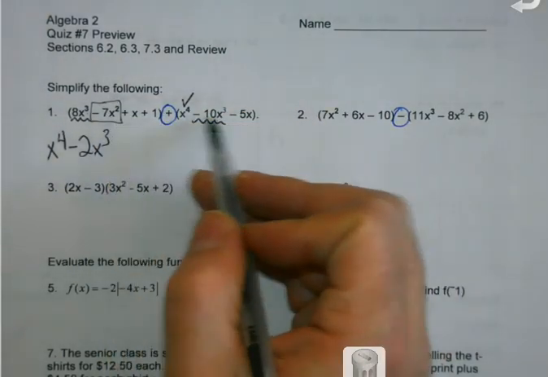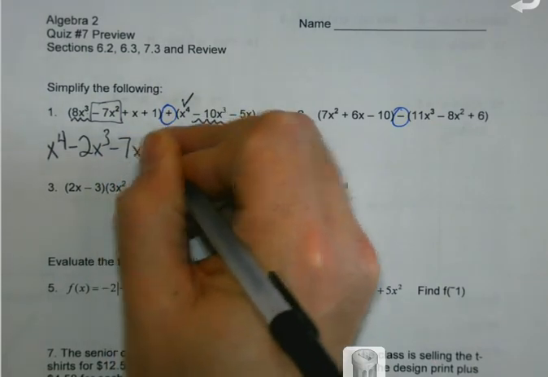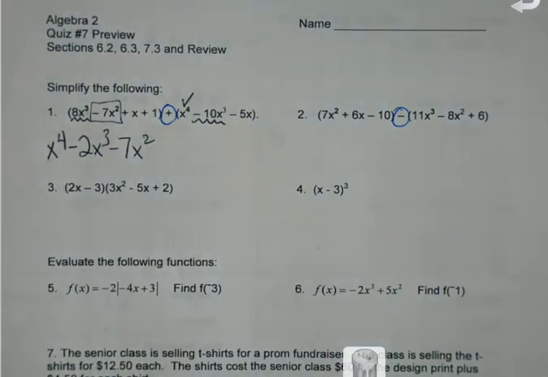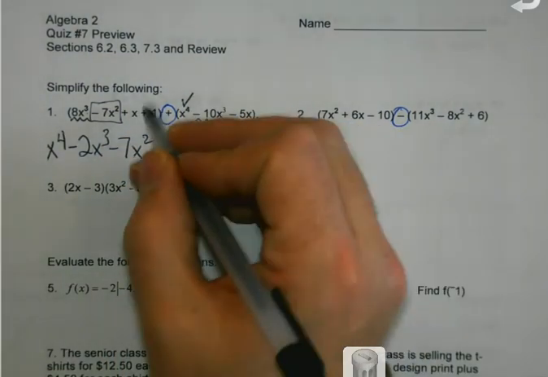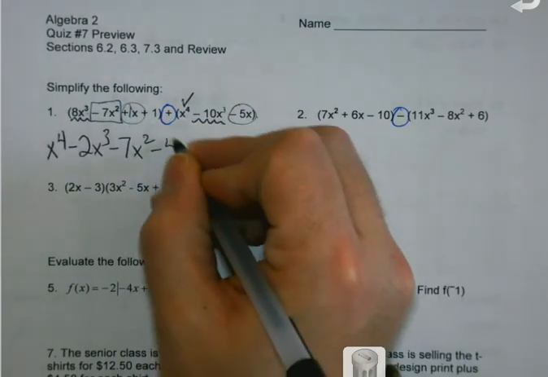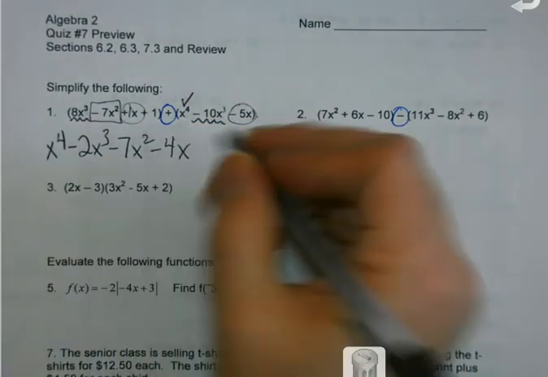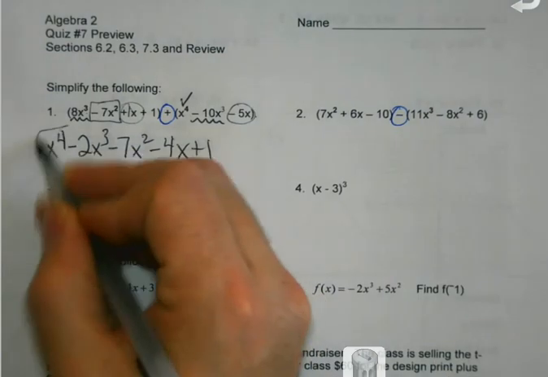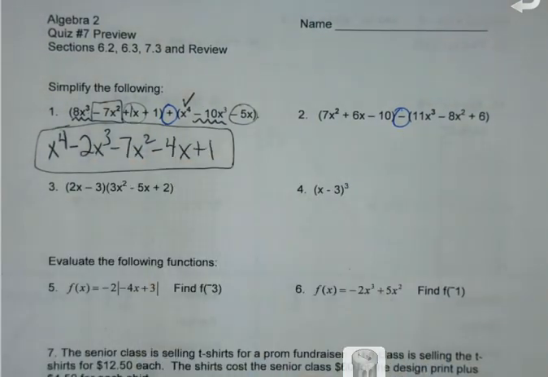Let's see here. 7x squared, no other squareds. Okay, so I got a minus 7x squared. X's, I have a positive 1 and a negative 5, negative 4, and then the plus 1 on the end. That's it. Basically, number 1 and number 2 are just going to be combining like terms. But again, it's just the attention to detail of noticing I'm not multiplying here. Now, number 2 isn't quite as simple, but it's still pretty easy.